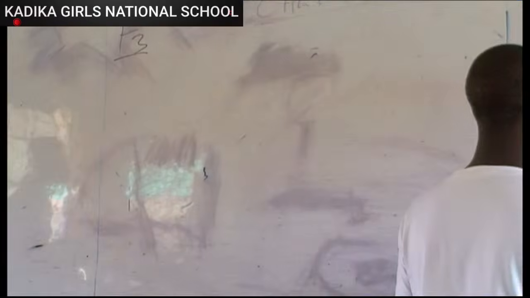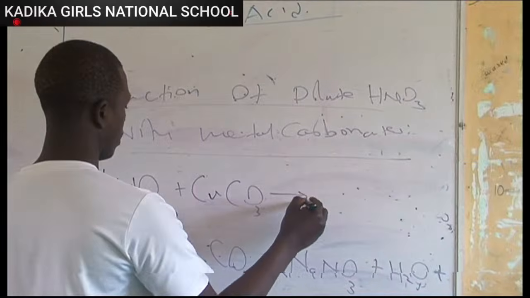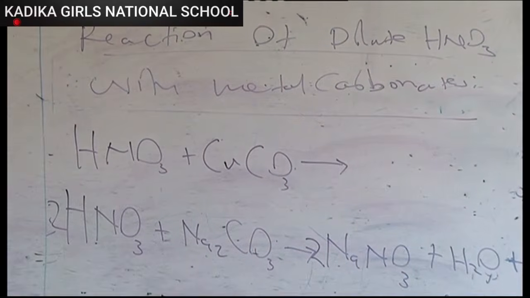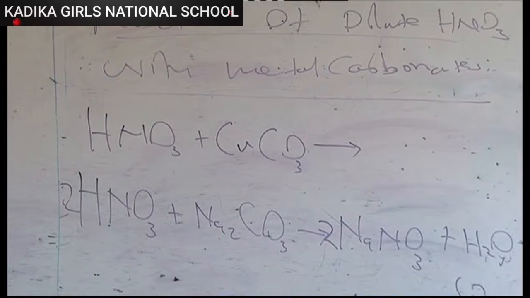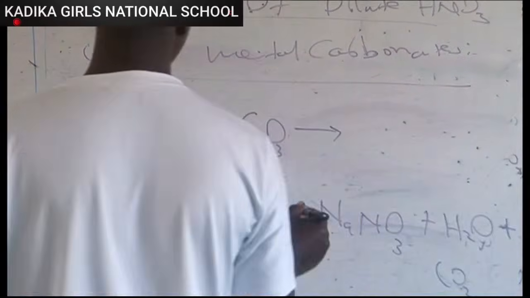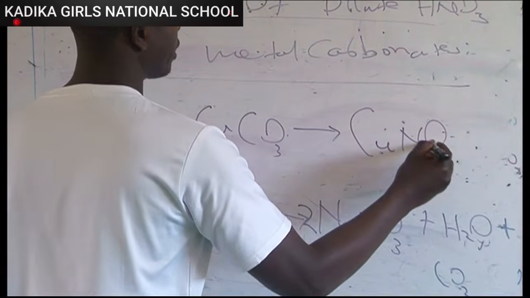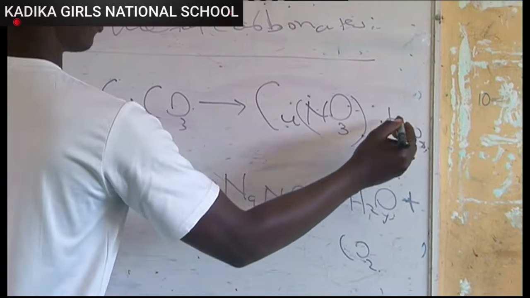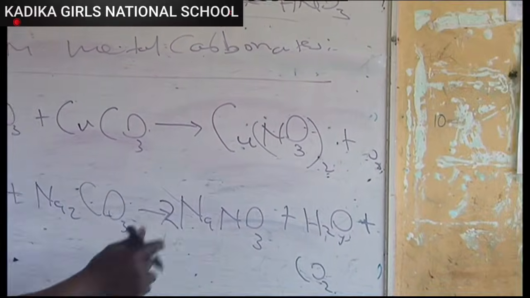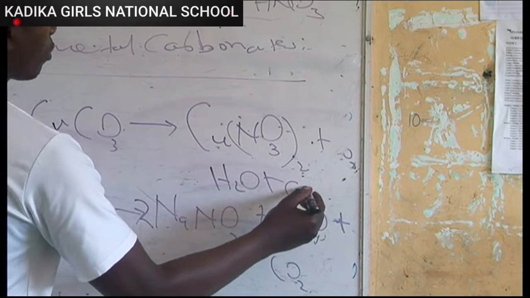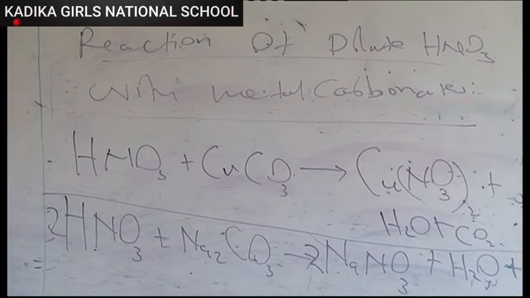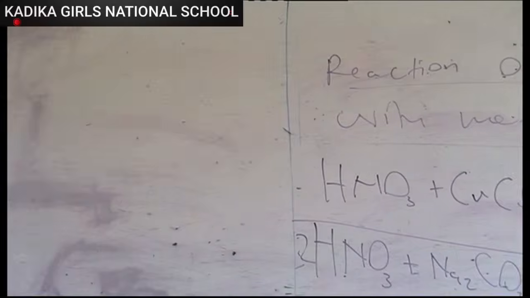That is copper(II) carbonate reacting to form copper(II) oxide, copper(II) nitrate, plus water, plus nitrogen dioxide, plus carbon dioxide. That one is very possible, and the equation just needs to be balanced.